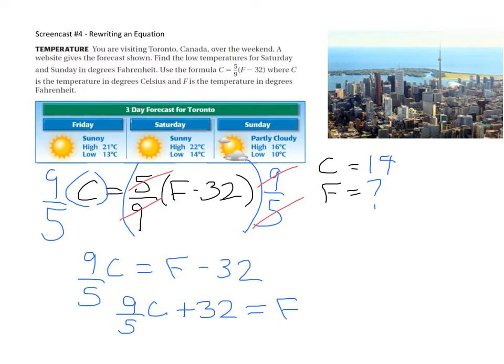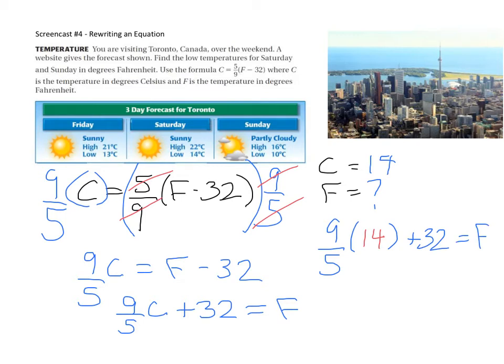So what we have to do is pretty much take our formula right here. And if we use this formula, we will have no problems whatsoever calculating for it. So we have 9/5 multiplied by C, which now we can replace with the number 14. And then we're going to add 32 to it, and that will give us F.